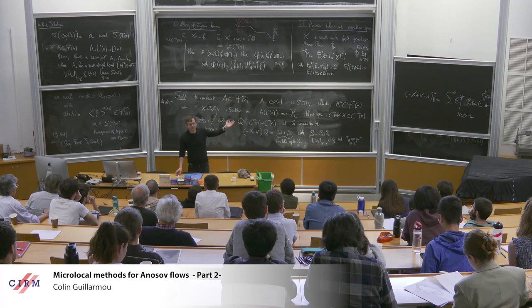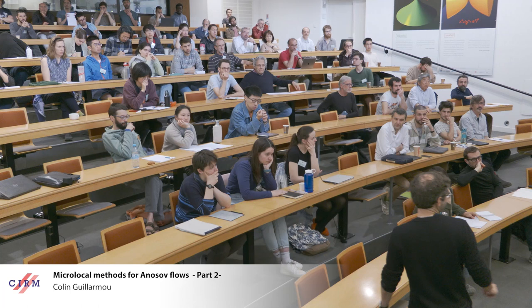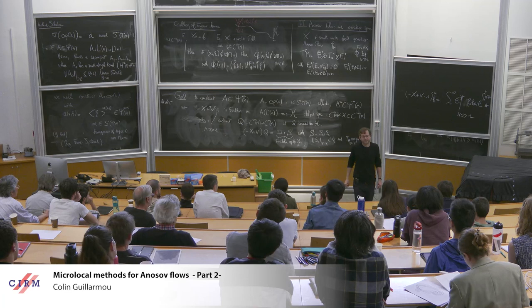So that's it. Sorry? Do we expect elements in the kernel? Yes, in general, the kernel will be finite dimensional. And if you look at the kernel here, it's going to give you the Gibbs measure, typically. Or actually, it should be the kernel of the adjoint, which is the Gibbs measure.